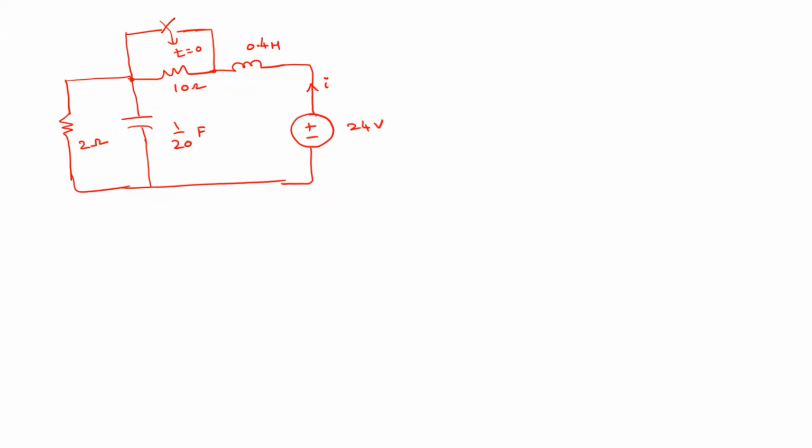So for this particular problem, calculate I of 0 plus. This is the voltage across the inductor. So V of 0 plus, di of 0 plus by dt, dV of 0 plus by dt, and I at infinite and V at infinite.